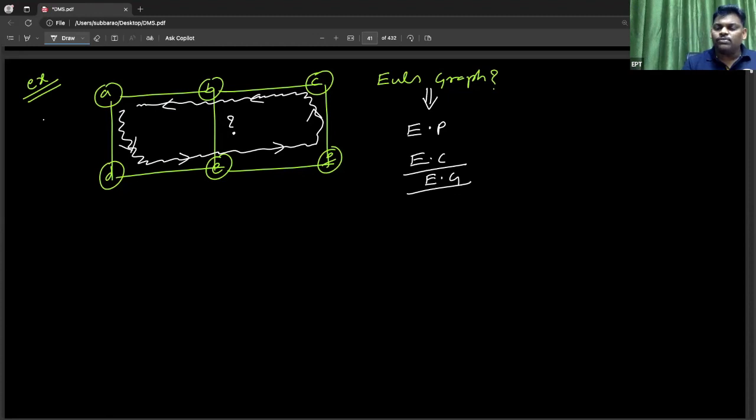So the first question I want to ask you: does the given graph contain an Euler path or not? Yes or no? I see Atul saying that an Euler path exists and he is giving some path also. That is the reason I said to you, listen.